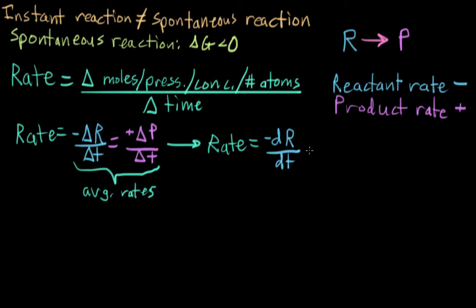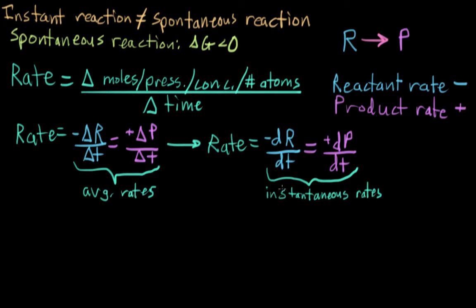And then we could also talk about the products. So for the products, it would be positive dP over dt. And again, this is the rate of formation of products. And so now we have the instantaneous rate. And these tell us at any exact moment what the rate you measure is.